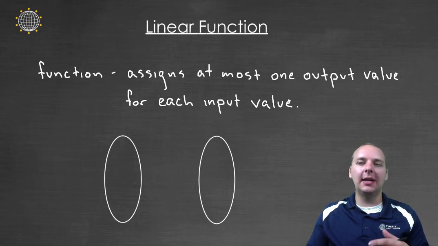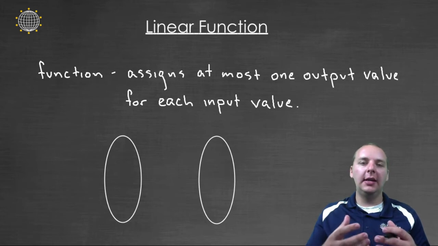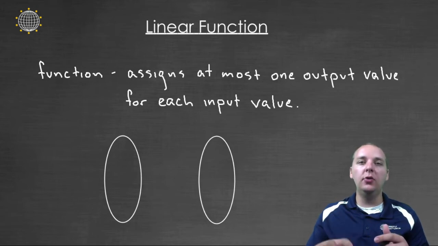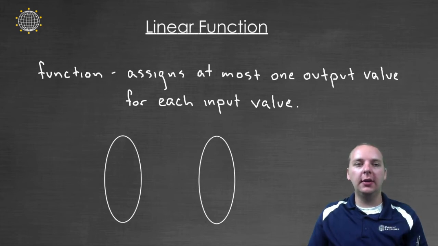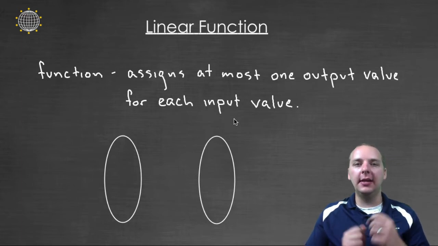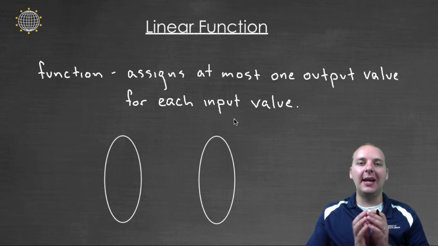A function is like a machine, and what it does is it takes an input value and it changes it around using multiplication or addition or something like that, and it spits out a new value for your output. And there's one criteria that has to be satisfied for a function. The function assigns at most one output value for each input value, meaning what it can't do is take in an input value and assign it two different output values.